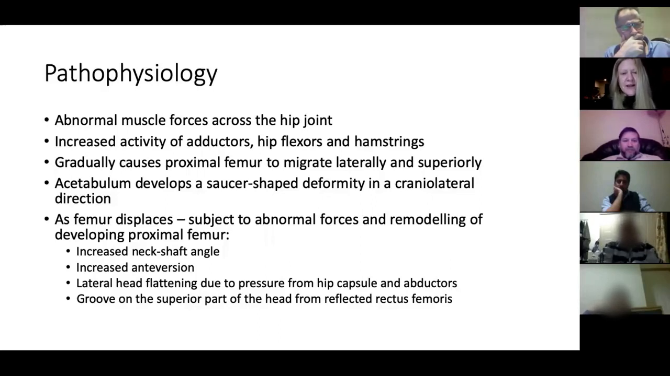And then as the hip continues to displace, it's subjected to abnormal forces and remodeling. So you get an increase of the neck shaft angle, you get increased anteversion, and you get flattening of the femoral head due to pressure from the hip capsule and the abductors as the hip slides out laterally. You can also get a groove on the superior part of the head, which is from the reflected rectus femoris.